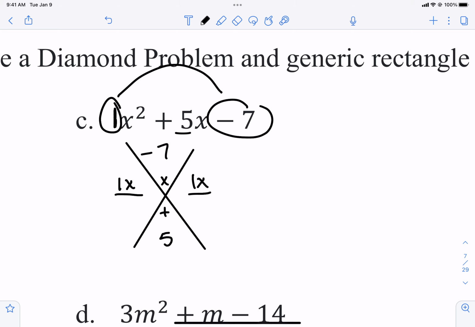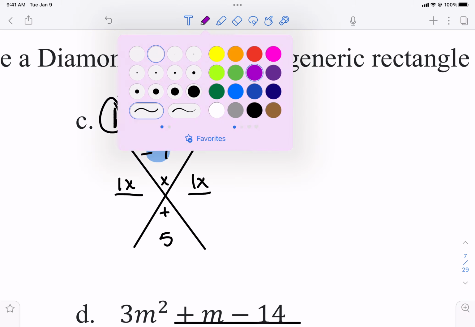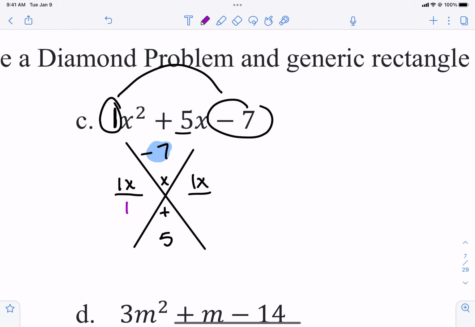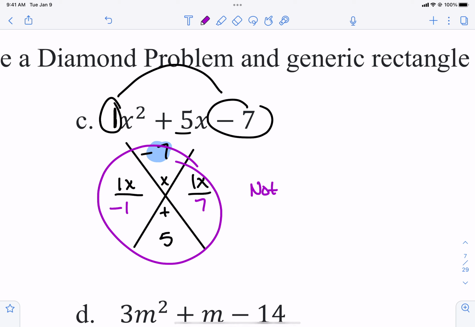Now this is where we need to think. What numbers multiply to give us a negative 7? Well, the only numbers that multiply to give us 7, let alone negative 7, would be a 1 and a 7. And there's no way to make this work so that they add to give us a 5. So this is actually a really unique situation, because since there's no way to make the x work, that means that this is not factorable. Not every expression is able to be factored.